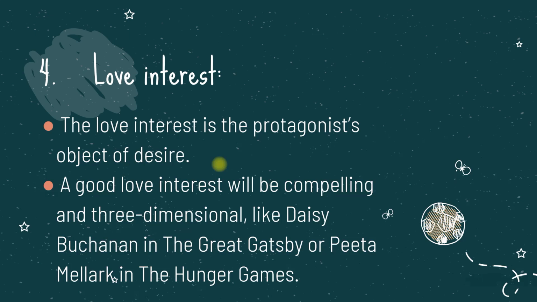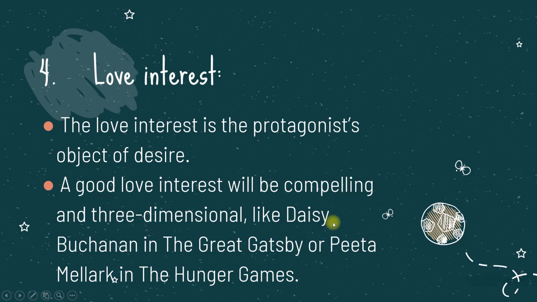In The Hunger Games, Peeta Mellark is a love interest because the protagonist of The Hunger Games is Katniss Everdeen, not Peeta Mellark. Okay, so that's the difference between a love interest and a protagonist that just so happens to be in love with the other protagonist.